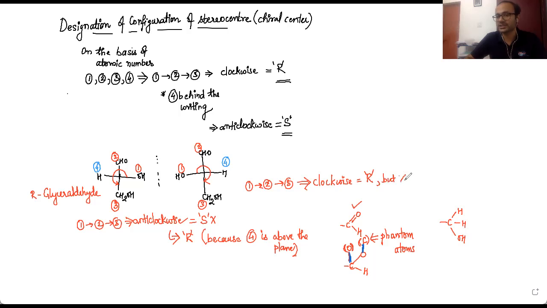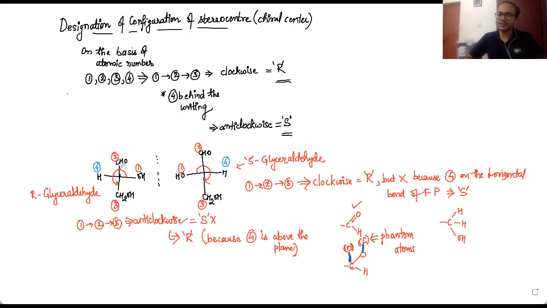But this configuration is wrong. Why? Because your fourth priority group is on the horizontal bond of the Fisher projection. So I'm just writing FP, Fisher projection formula. That implies our configuration for this is S. So if you write your glyceraldehyde this particular way, it is S glyceraldehyde. Okay, so it is pretty simple. Once you arrange the priorities of the groups, it is pretty easy to find out the configuration of a molecule.